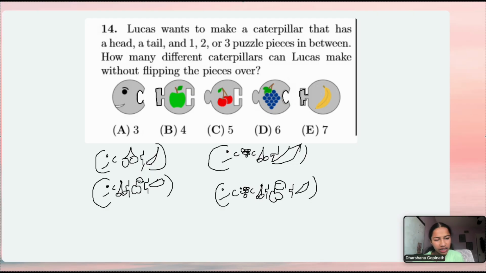If you ask me, I feel like those are the only things we can do, because we can't connect the tail directly to the head, and we can't connect the apple to the head. So these are the only caterpillars that you would be able to make with these puzzle pieces. So the answer is option B, 4.